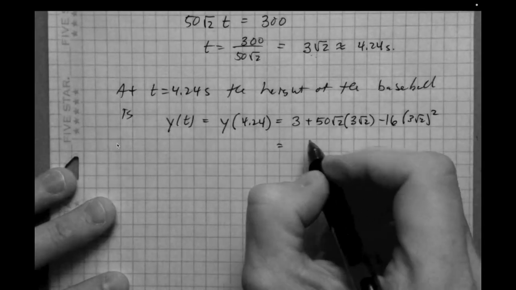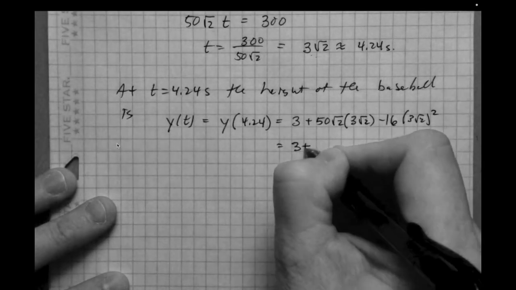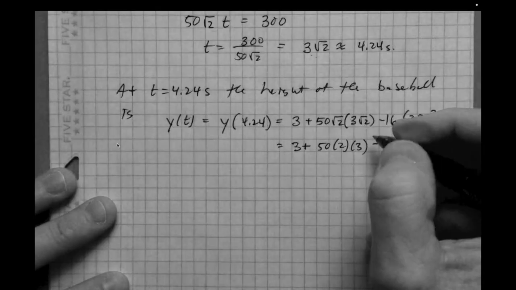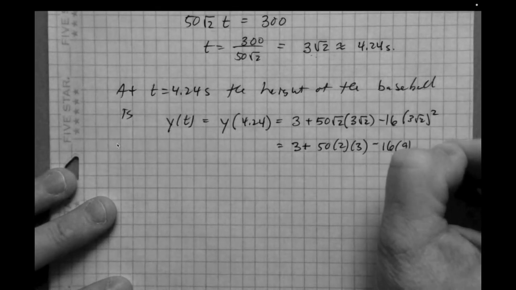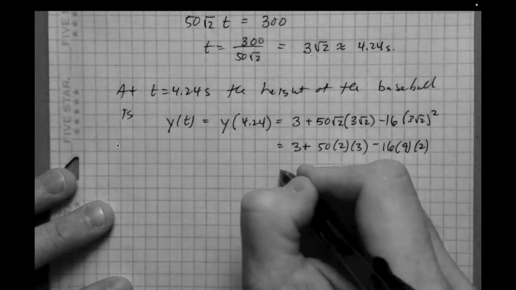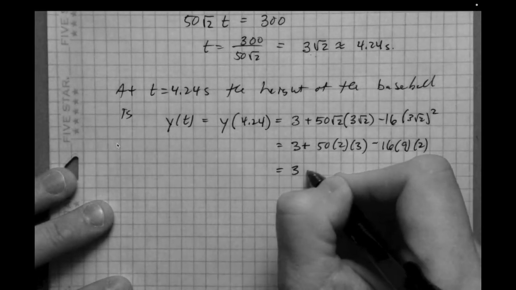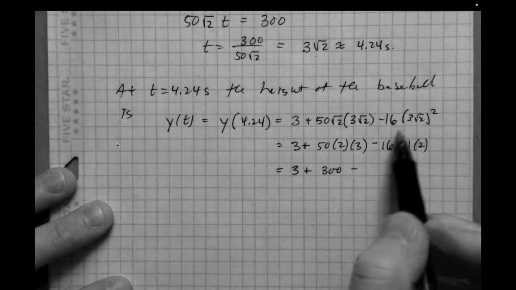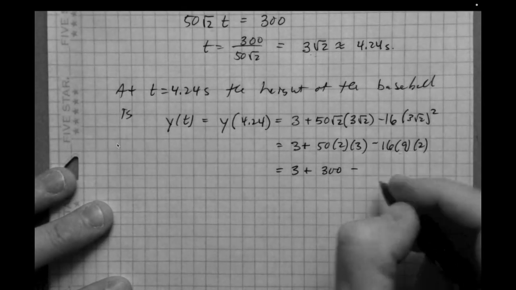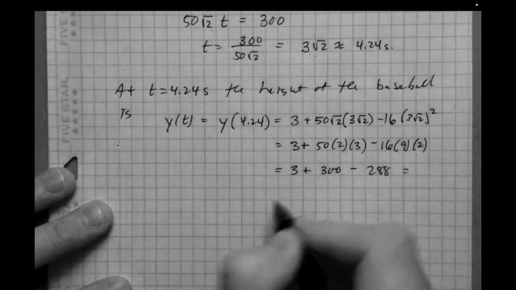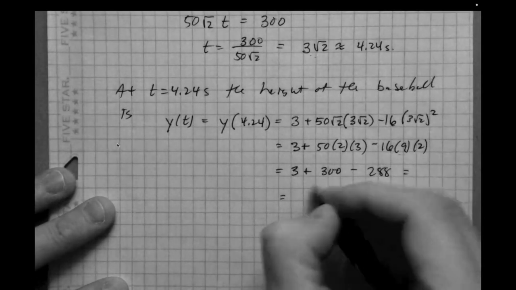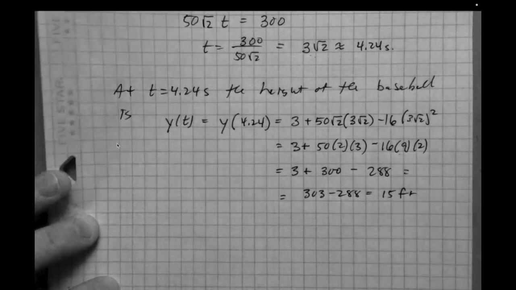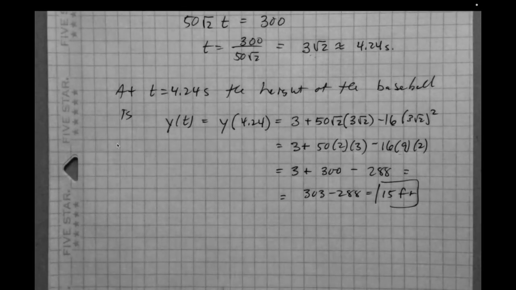Okay, so we can figure out all of this pretty quickly. That'd be 3 plus 50 times 2 times 3 minus 16 times 9 times 2. Everything is squared and square roots. So that's going to be 3 plus 300 minus, now this one is a little harder to figure out, 288. Okay, and so what do we get? Well, it's 303 minus 288, which we can see is 15 feet. Again, I went through that quickly, but it's just arithmetic, really.